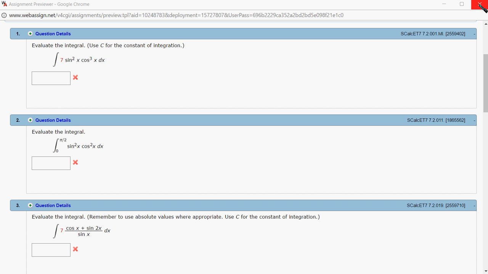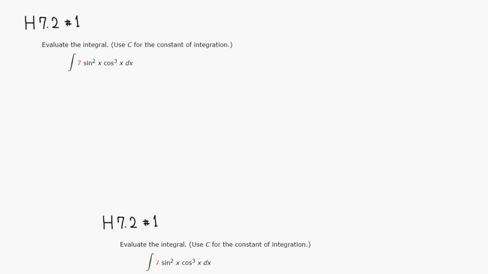Alright, let's look at homework 7.2, problem number 1. Let's use substitution to evaluate this integral. Since cosine has an odd power, I'm going to pull one of the cosines out. 7 is just a constant, so I'll put it outside.